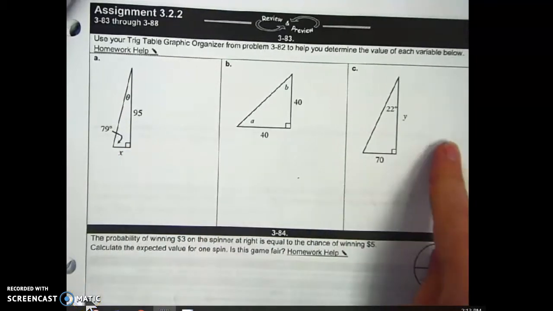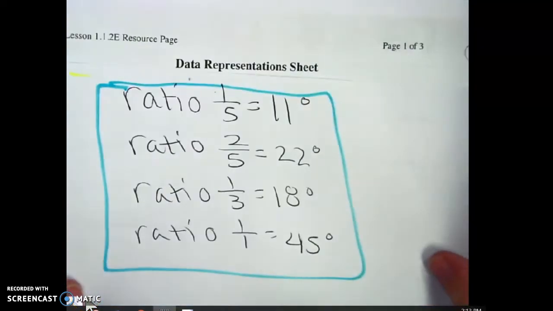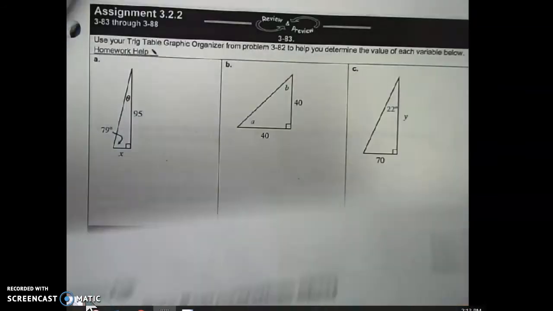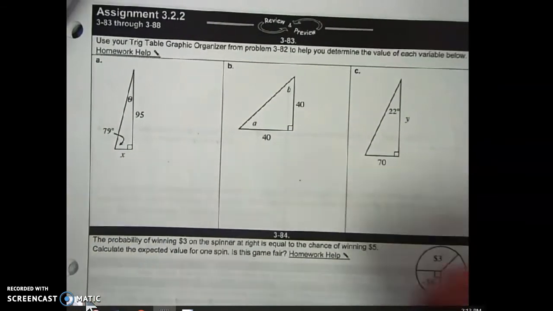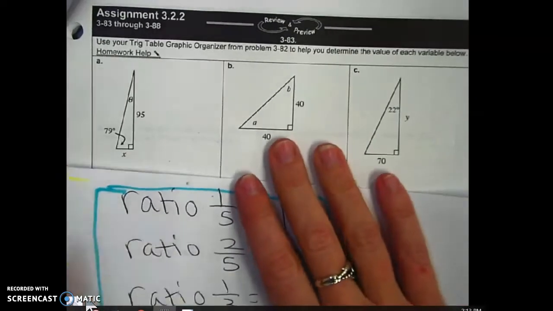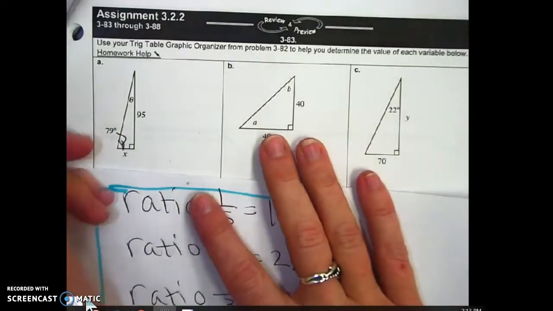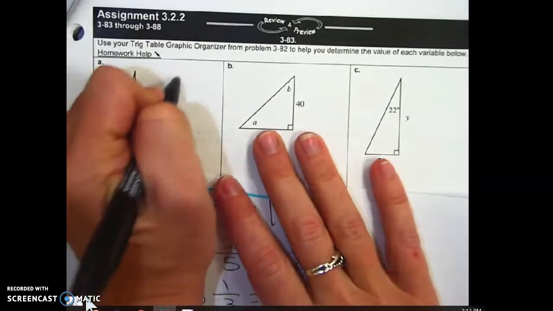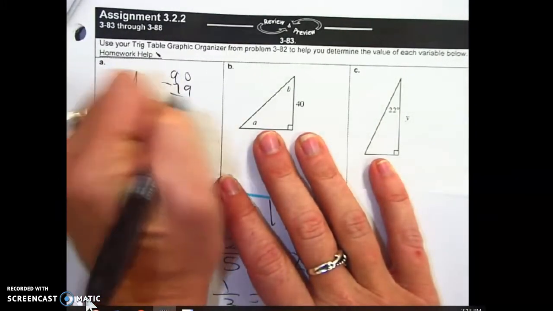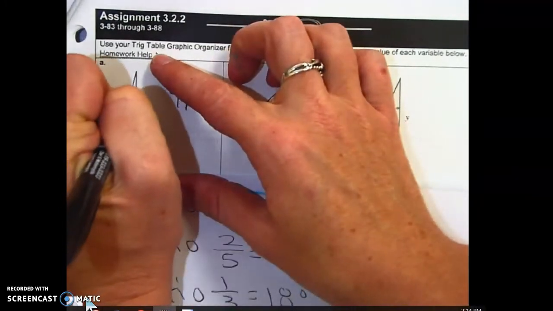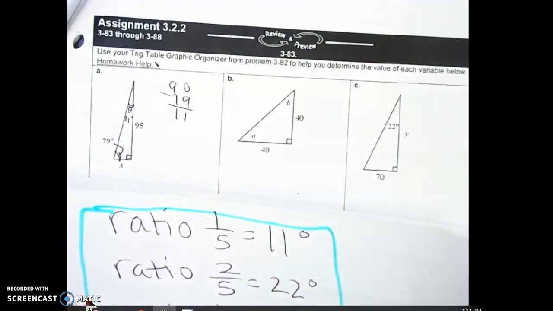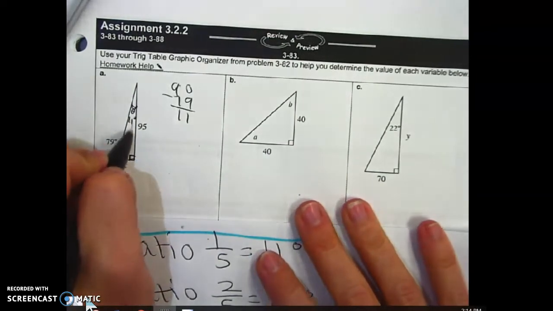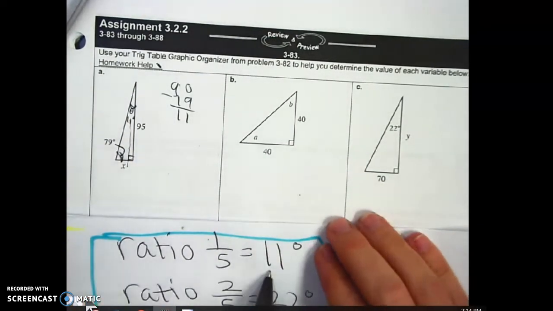So when I'm doing these problems, I am going to use my ratios to help me out with them, okay? Let me fold this down a little bit because that's not needed. All right, so I see that this is 79 degrees. Well, if this is 90, I would go 90 minus 79, and that's 11. So that means this right there is 11 degrees. So I know since 11 is smaller, 11 degrees is the 1 to 5.